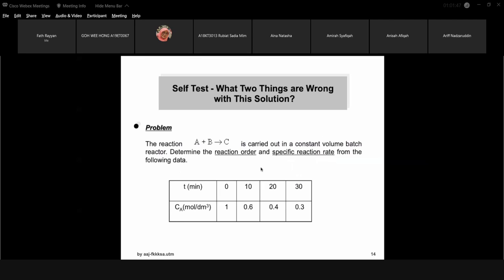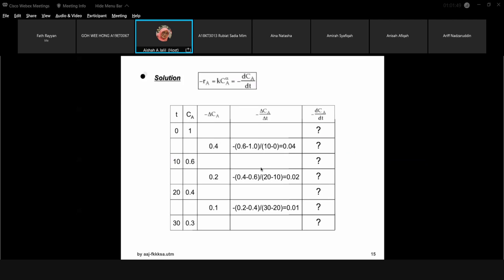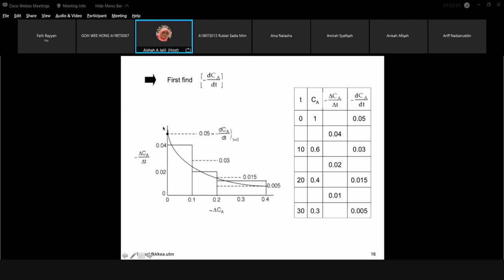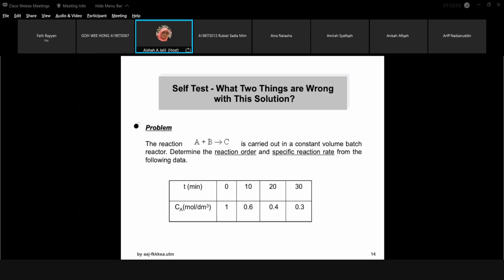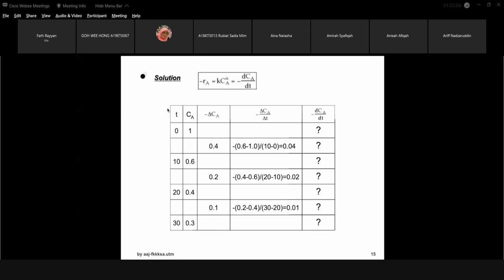Macam mana nak buat dia? Set of data, what you have to do, you replot, you put in the table. The table is long to make. They give only T and CA. And then you have to calculate for this one, then you can get by the graph what this is. Because it is a mole balance equation, you have to rearrange. Then you get negative rA equal to dCA over dt.